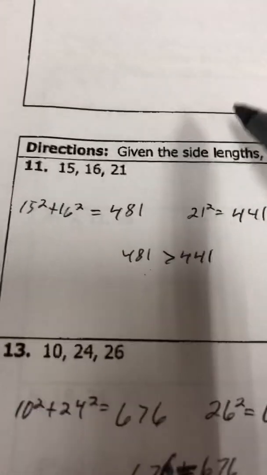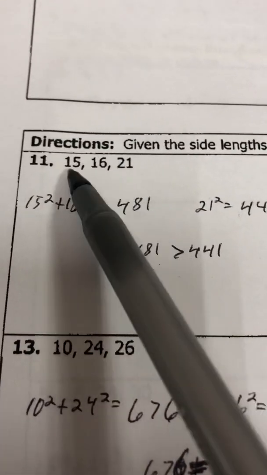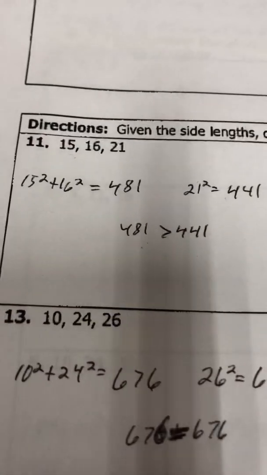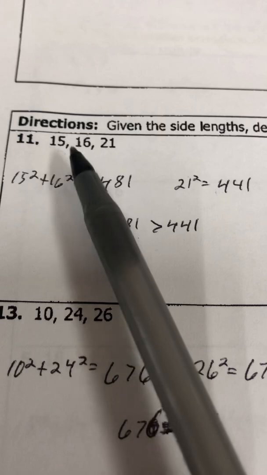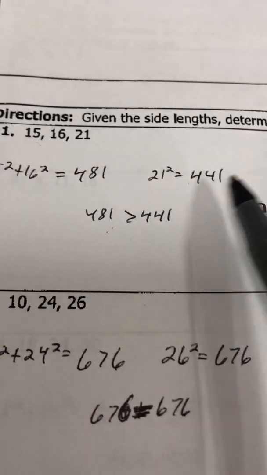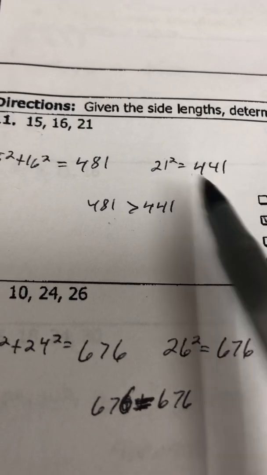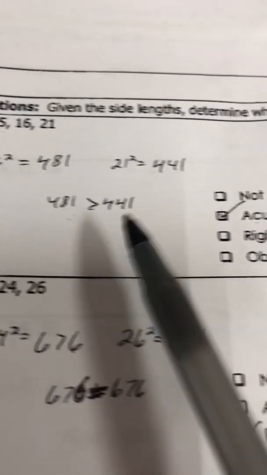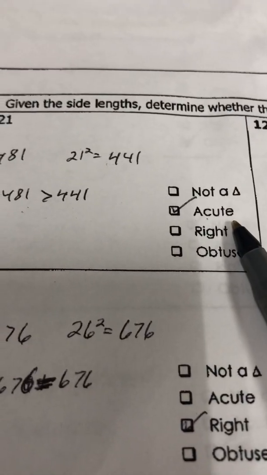So when I add these two up, yes, it's greater than 21, so we have a triangle here. And I take the squares of those and add them. I get 481. I take the square of 21, and I get 441. So a squared plus b squared is greater than c squared, so we have an acute triangle.